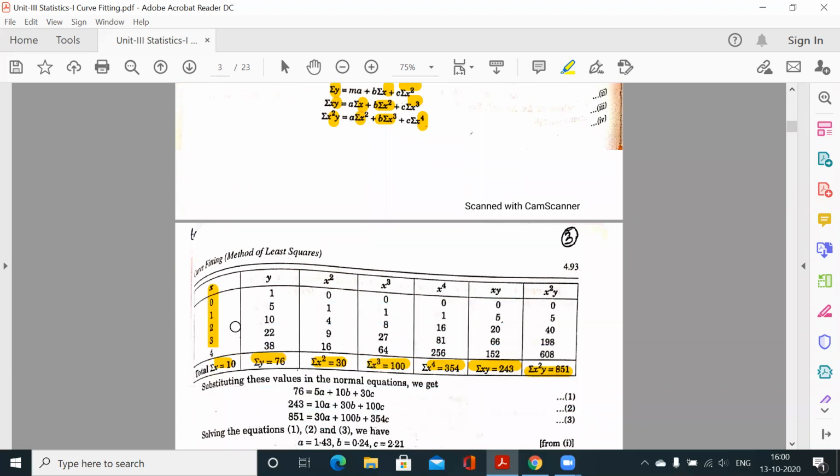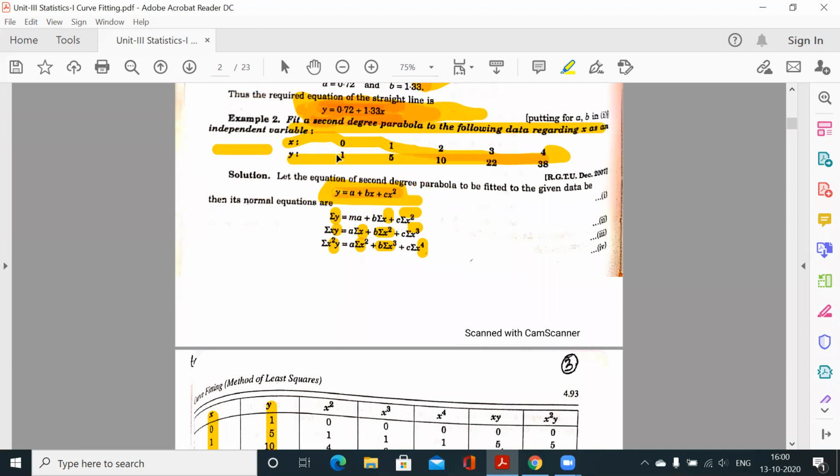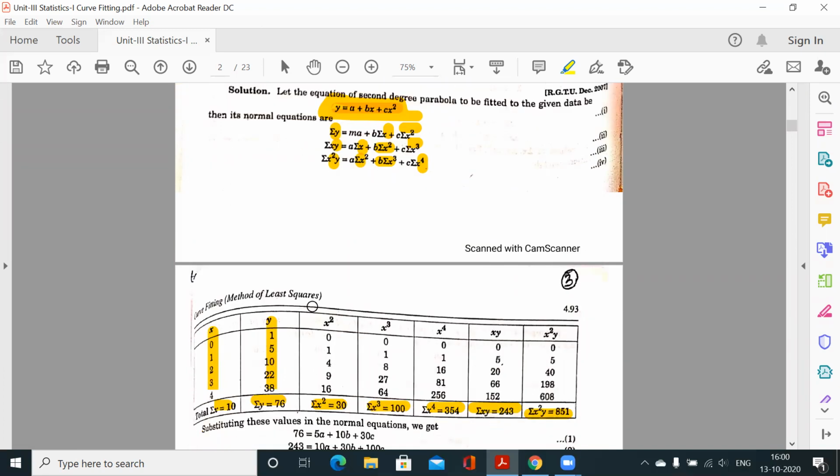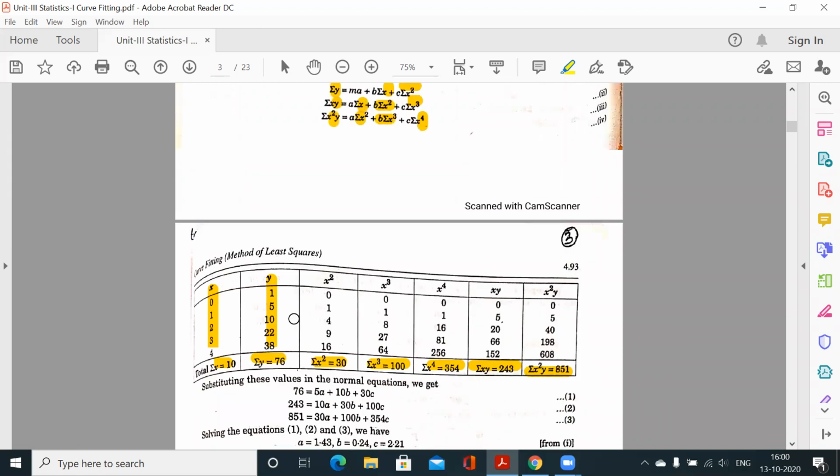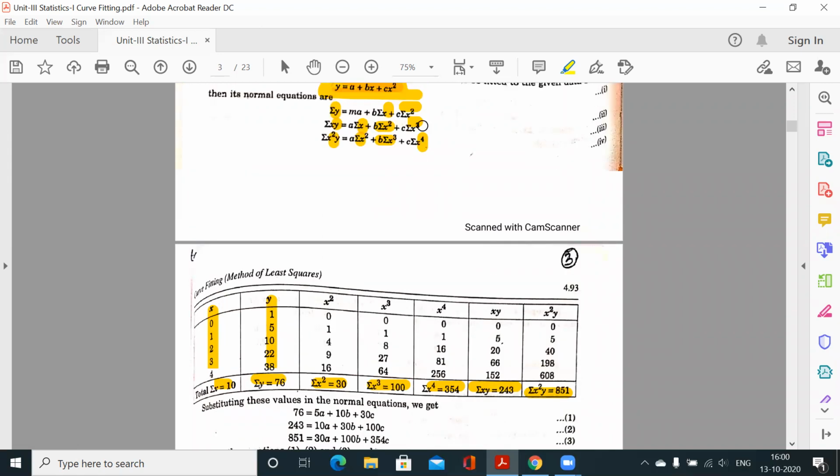So these x values are 0, 1, 2, 3, 4. Next, the corresponding y values are 1, 5, 10, 22, 38. So 1, 5, 10, 22, 38. Clear? Now what is left is to find these summations. In any order, you can find x cube first, then xy, x square, then x4.